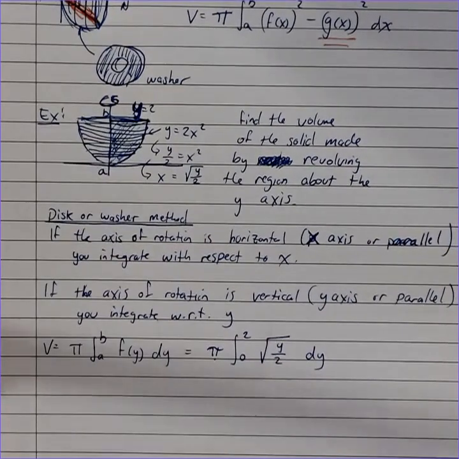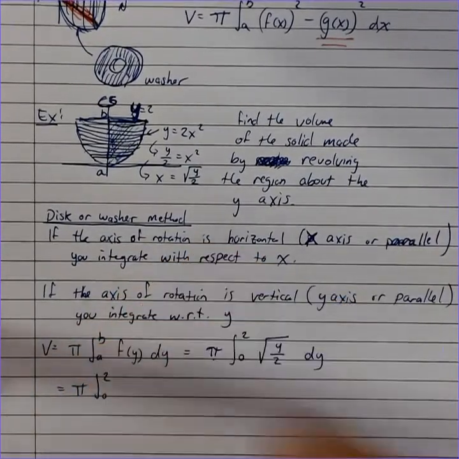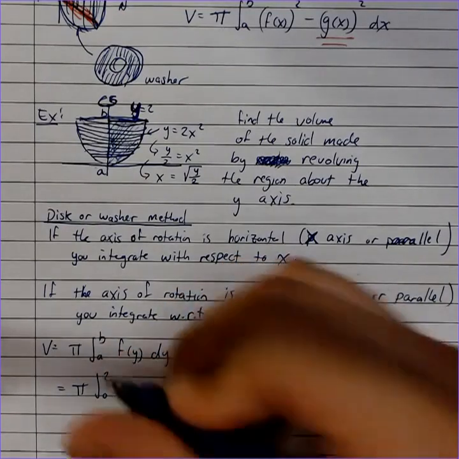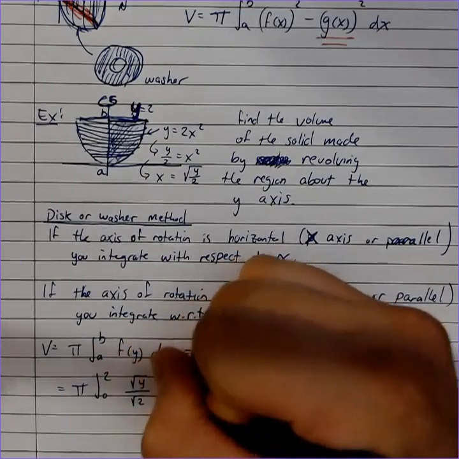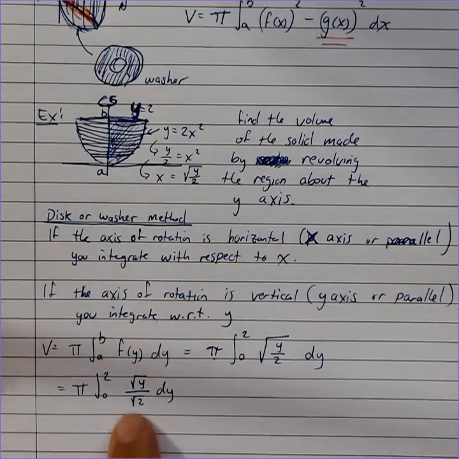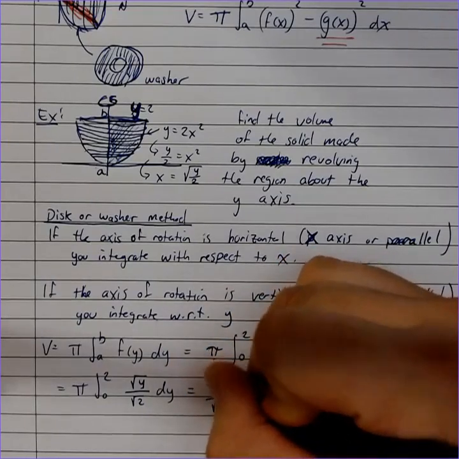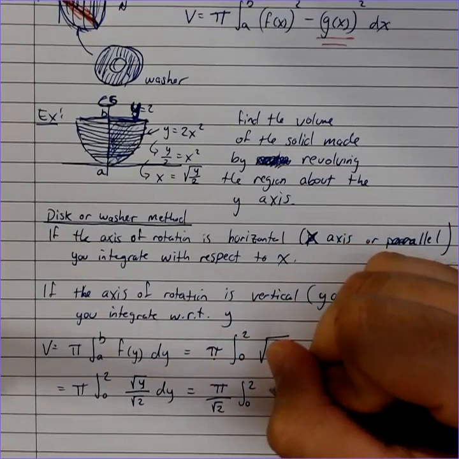All right, so let's go and compute that thing. That'll be pi integral from 0 to 2. Let's go ahead and rewrite this a little bit. We're going to write this as square root of y over square root of 2 dy. That's a constant. Let me just pull that out. So it's going to be pi over root 2 integral from 0 to 2 of the square root of y dy.